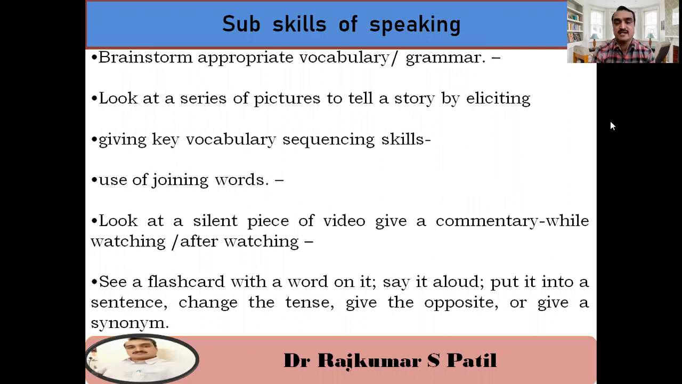Next is the activity which can be done by the teacher for the development of the first skill: look at a series of pictures and tell a story by eliciting. You can give some pictures which are interconnected, and you should ask them to narrate a story based on the pictures that they are witnessing now. Okay, by this also they will definitely come up with a particular story, either related or not.